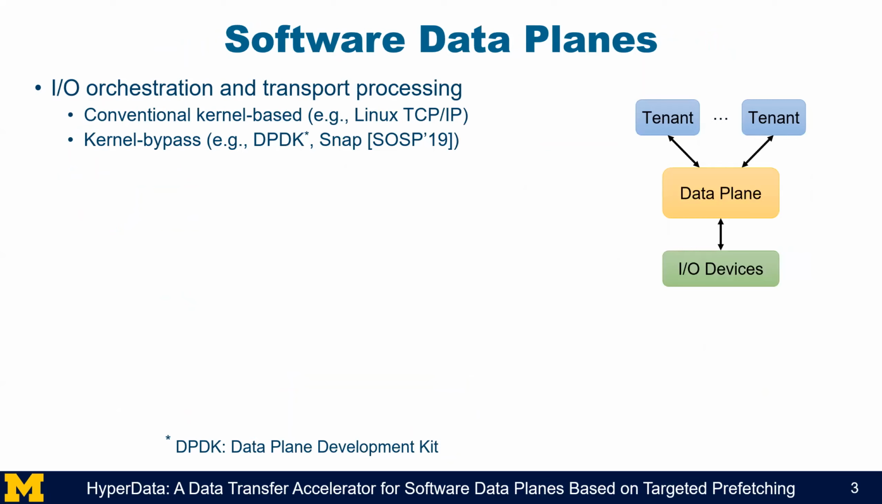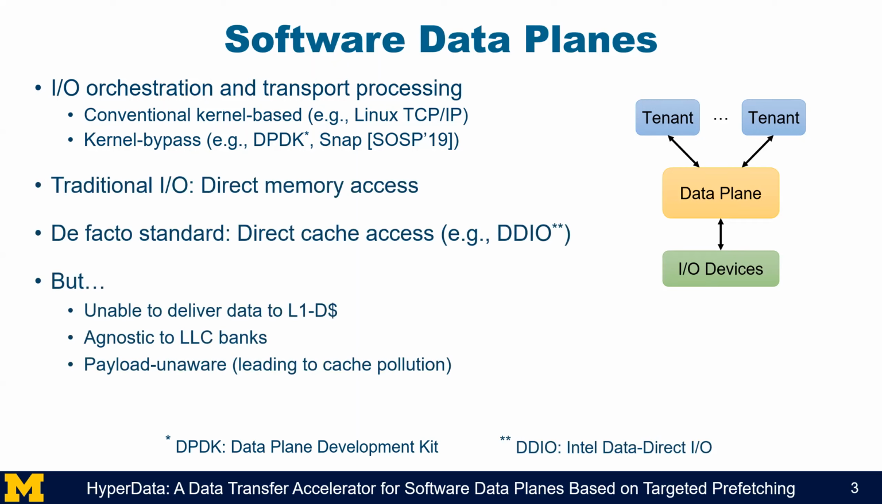In our discussion, a software data plane is the I/O software stack that performs transport processing and orchestrates data transport among I/O devices and tenants of a system, as shown in the figure. Data plane operations in conventional systems are done in the OS kernel, but for better performance, modern data planes bypass the kernel.